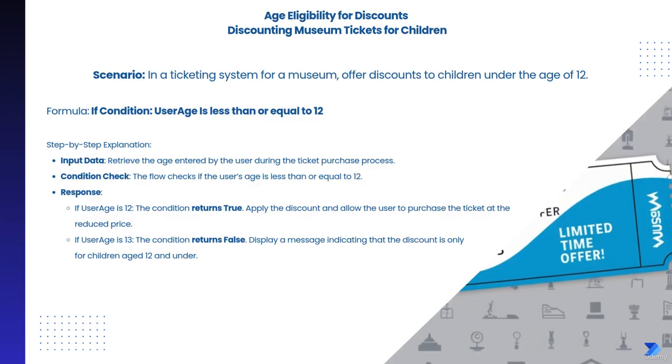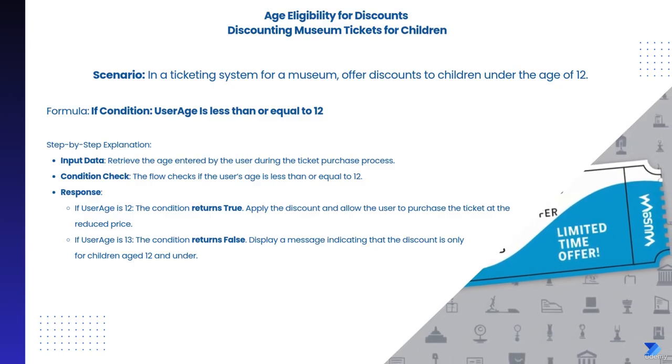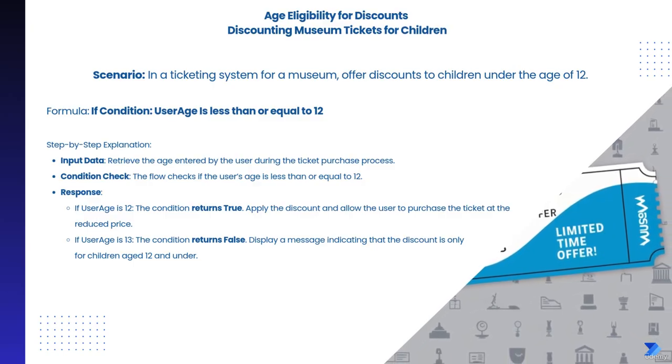Example 1. Age eligibility for discounts. Scenario. In a ticketing system for a museum, you want to offer discounts to children under the age of 12. The flow checks if the entered age is less than or equal to 12.